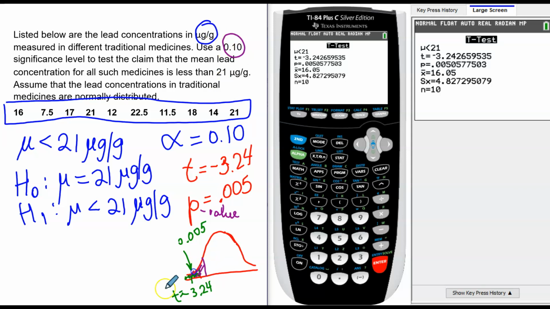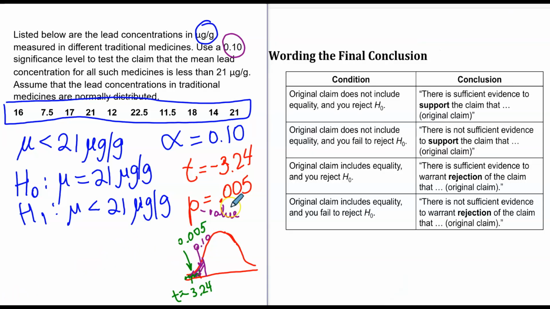0.01 is greater than 0.005. Because our p-value is less than our significance level, we reject the null hypothesis. And we can use the table for wording the final conclusion to help us formulate the final conclusion. The condition was that our original statement did not have equality. It has the less sign. Original claim does not include equality, and we reject the null hypothesis.